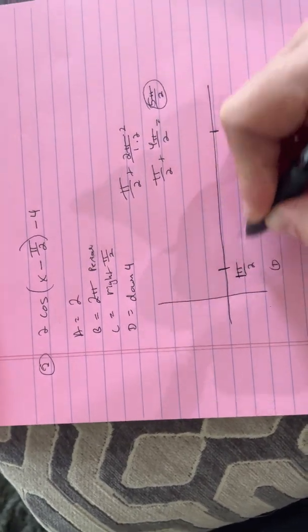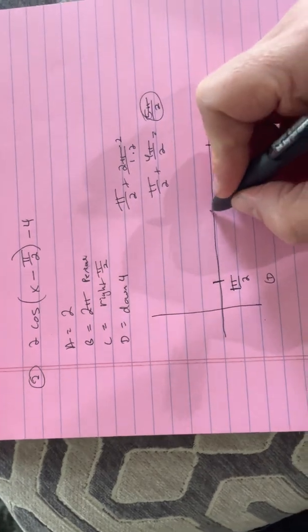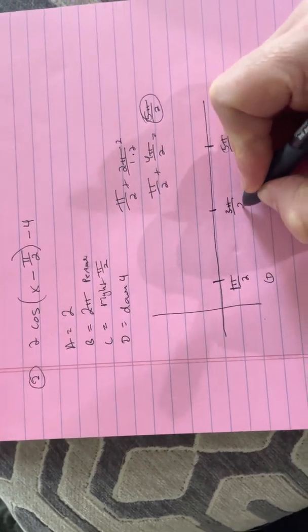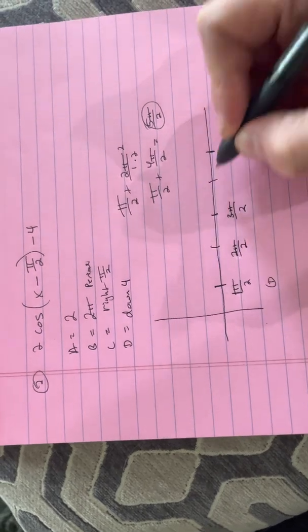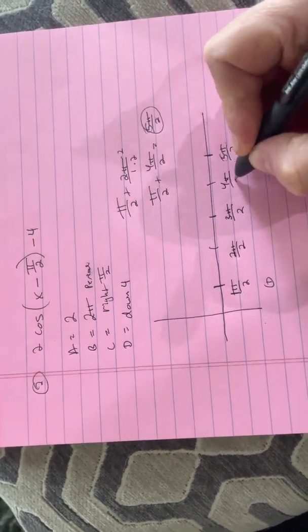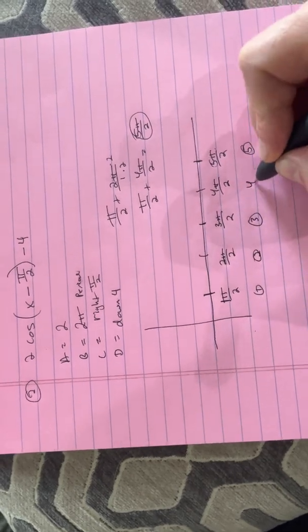So that's 1 pi over 2 to 5 pi over 2, a distance of 4. Again, very strange. So we've got a 3 pi over 2 here, which means my intermediate values are pretty similar to the first problem. Okay. So we've got a 1, 2, 3, and a 4.